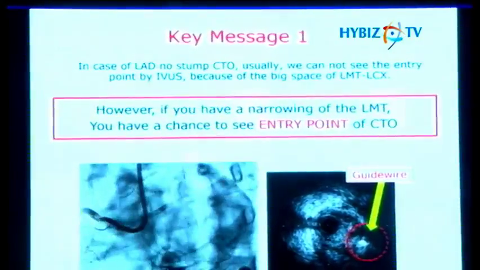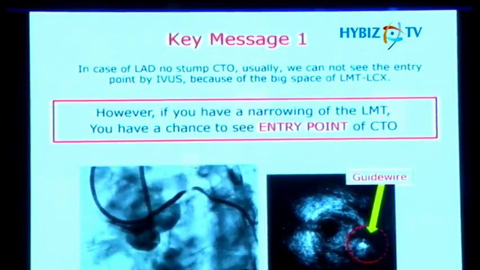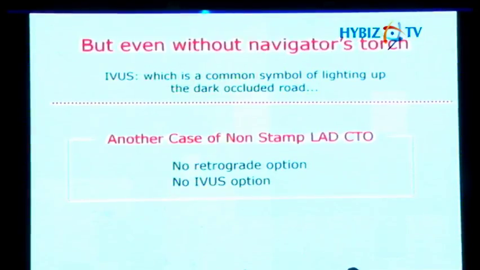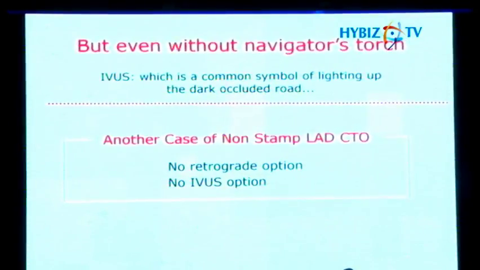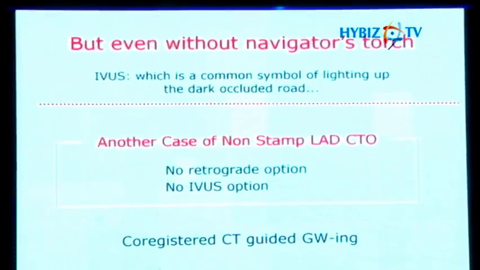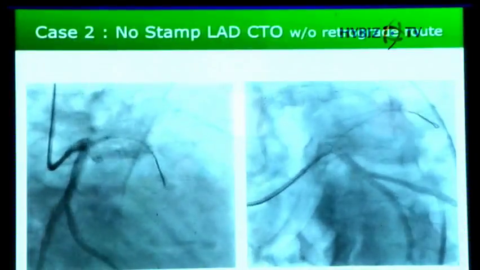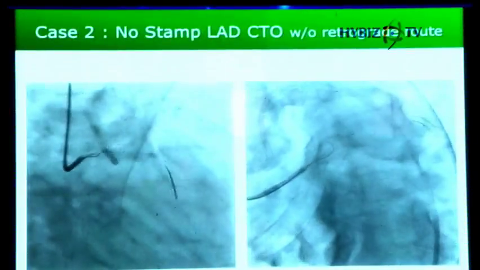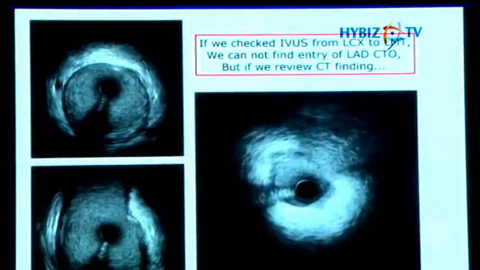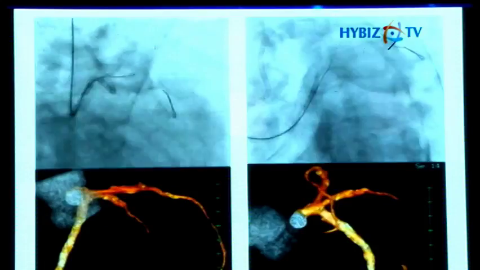So if you have a nano in the left main, you have a chance to see the non-stump LAD CTO. And the second case is another case of non-stump LAD CTO. This is a case with no retrograde option, no ipsilateral option, like without a navigator torch. For registered CT-guided guidewire, this is the case. Non-stump LAD CTO. Even if you want to see the ipsilateral side branch, actually we cannot see any entry point of the LAD CTO by the angiogram.